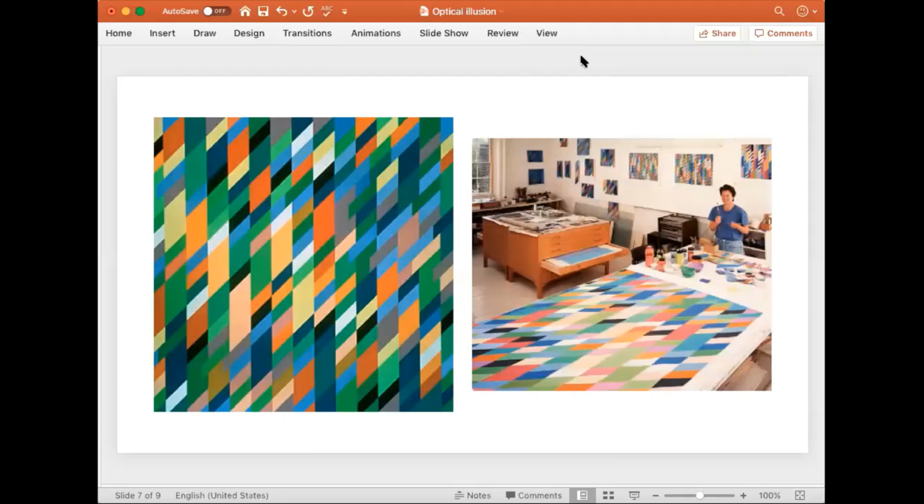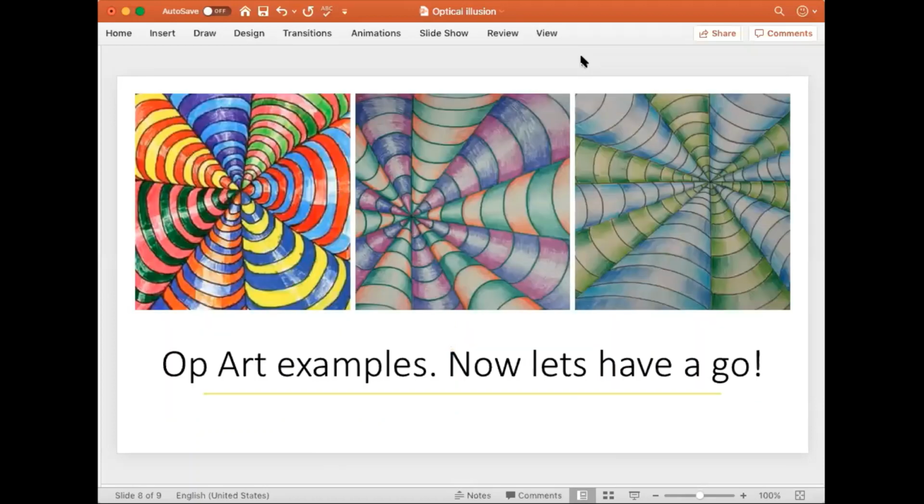But they're actually painted lines, and you can see Bridget here in her paint studio, and as I said, she paints on very large canvases and she paints very neatly and precisely, and that's what gives you the idea of the illusion. So let's have a go ourselves.